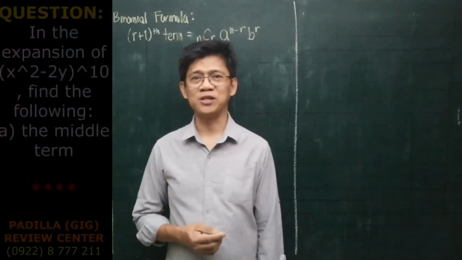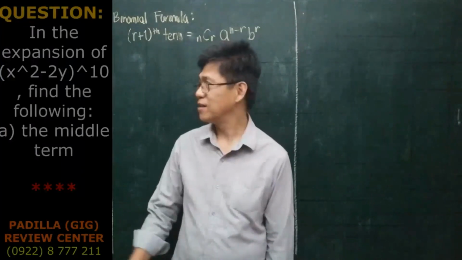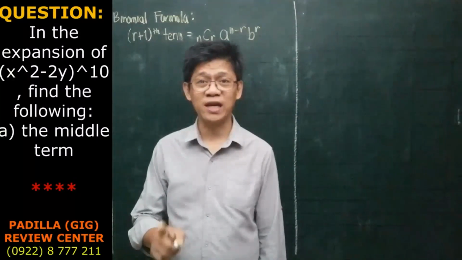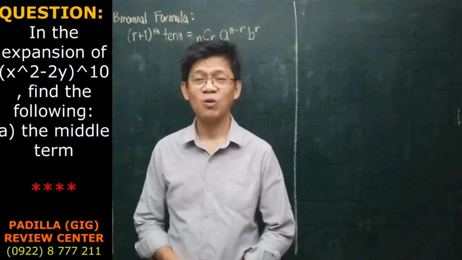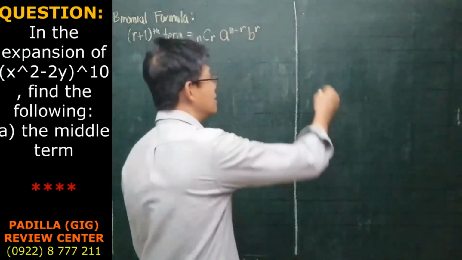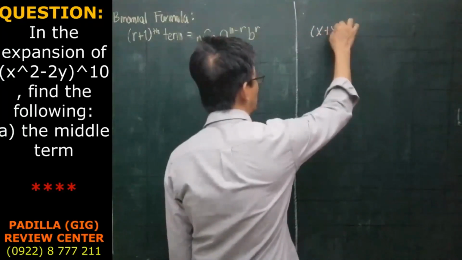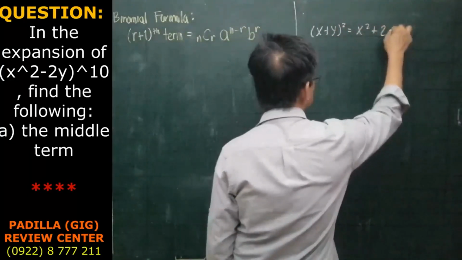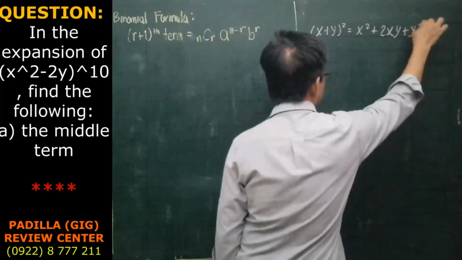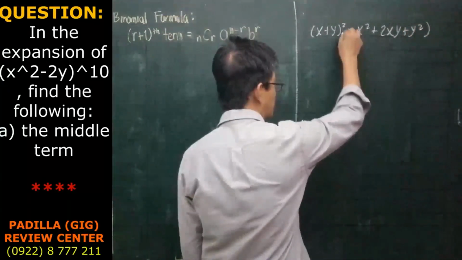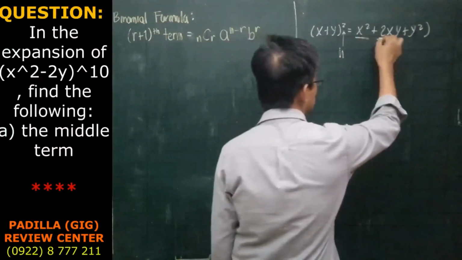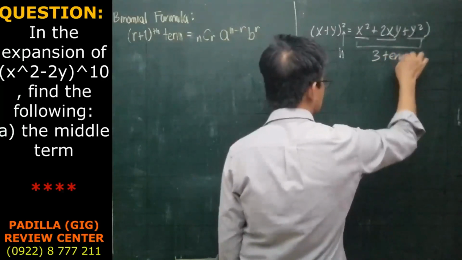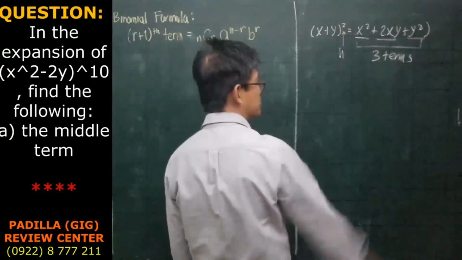So for binomial expansion, the principle number 1 is that the number of terms in the expansion of a plus b to the n is n plus 1. What do you mean by that? For example, if I have x plus y squared, this is x squared plus 2xy plus y squared. N is 2, but there are 1, 2, 3. There are 3 terms. There are 2 plus 1 terms.